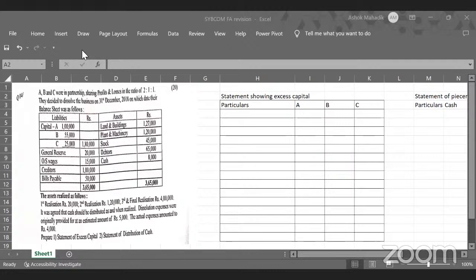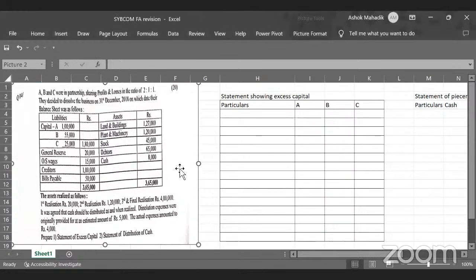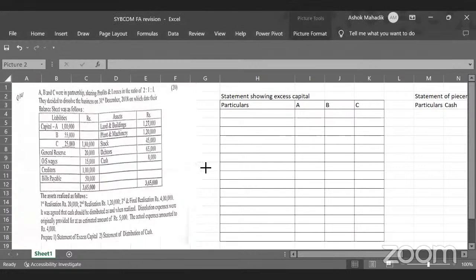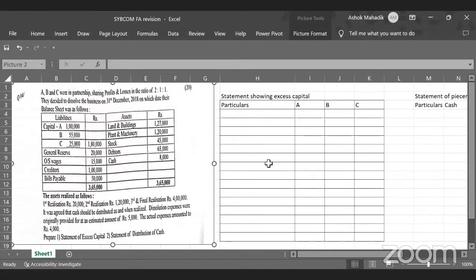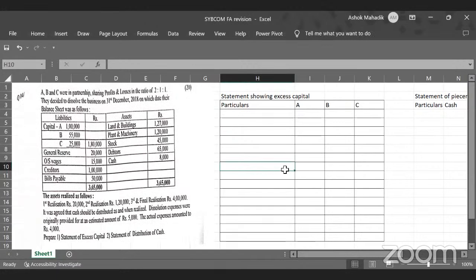So let us start, students. I hope you can see the sum. I will read it. A, B, and C were in partnership, sharing profits and losses in the ratio of 2:1:1. So this is PSR given. They decided to dissolve the business on 31st December 2018, on which date their balance sheet was as under.